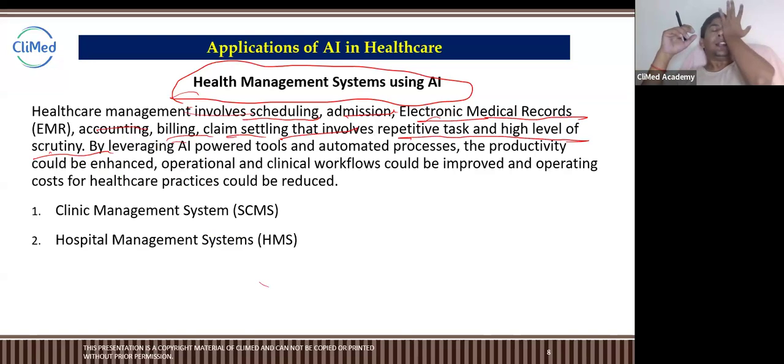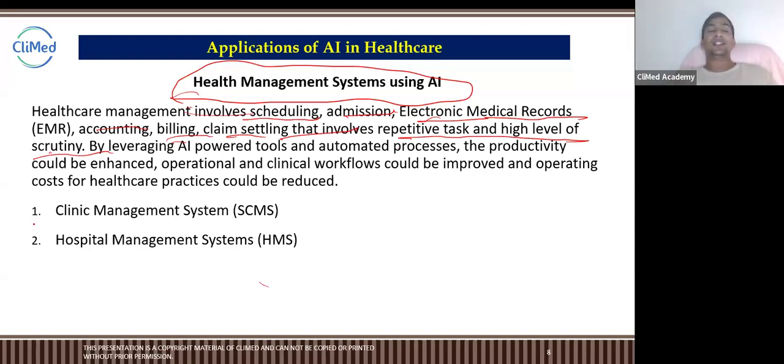But you will tell me that this is not about the research. This is the matter of research. This is the matter of improvement every day. How we can make it faster, how we can make it better, how we can make it very easy for the person who is using it. How we can make it easy for the user. Okay, that is the healthcare management system using AI, right?